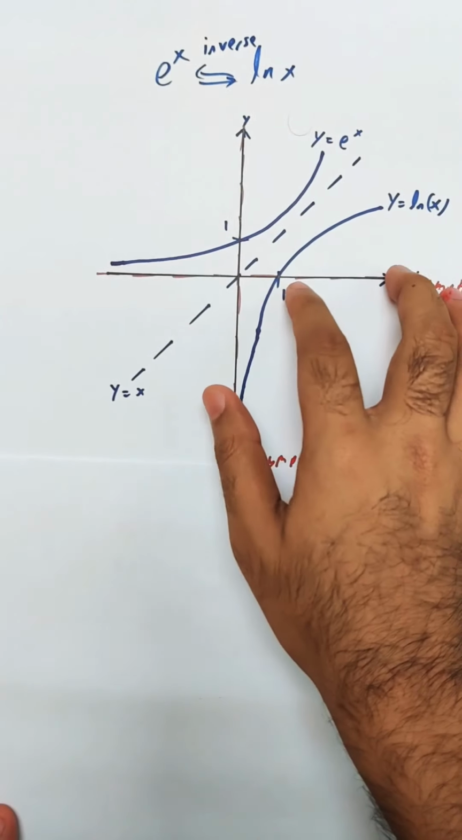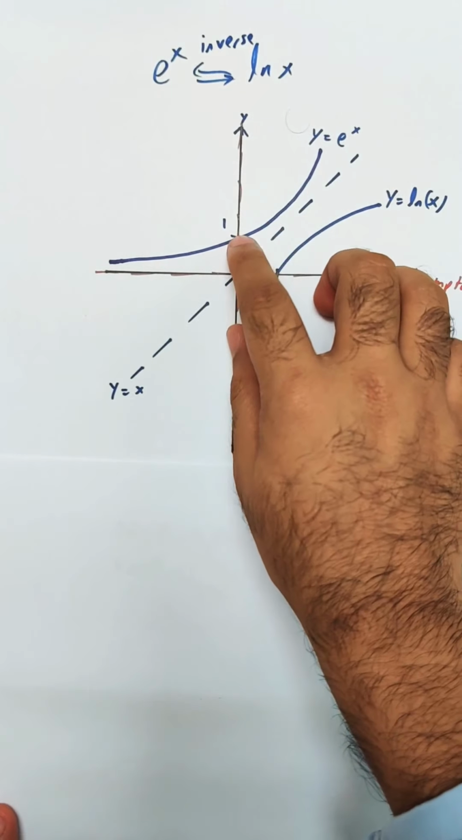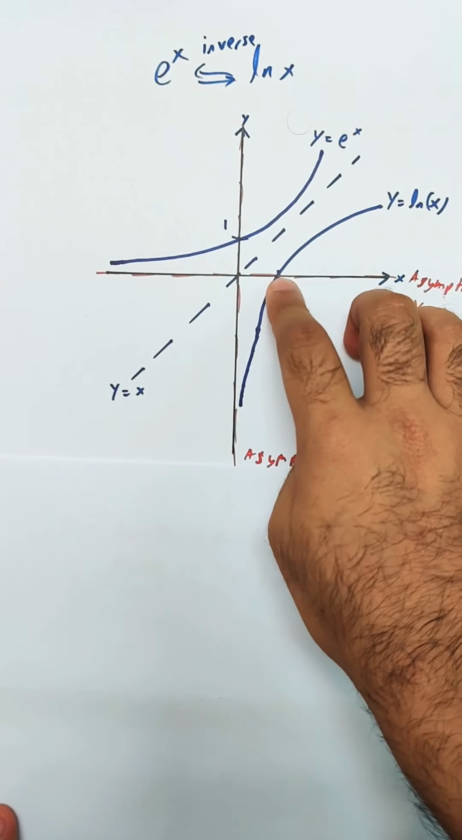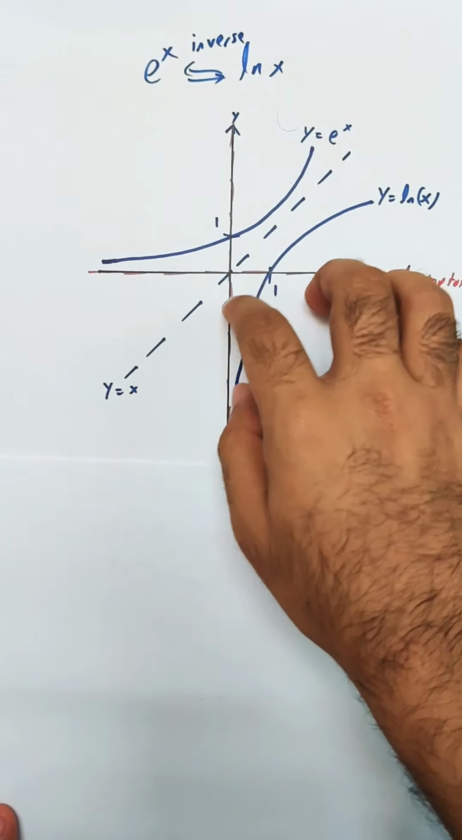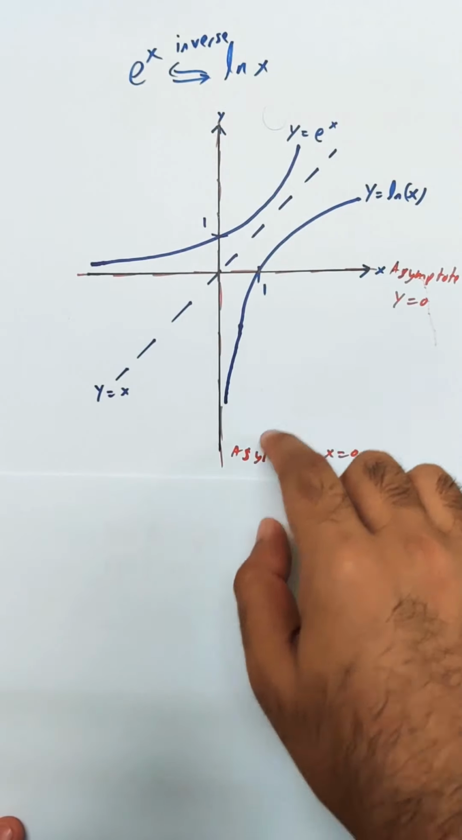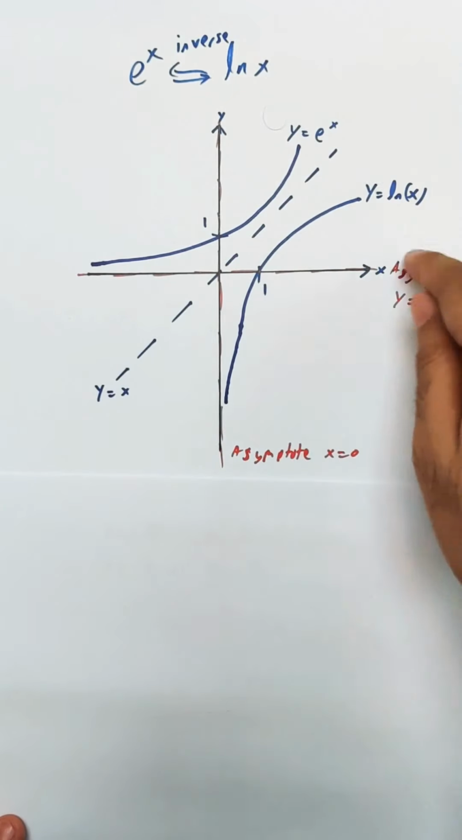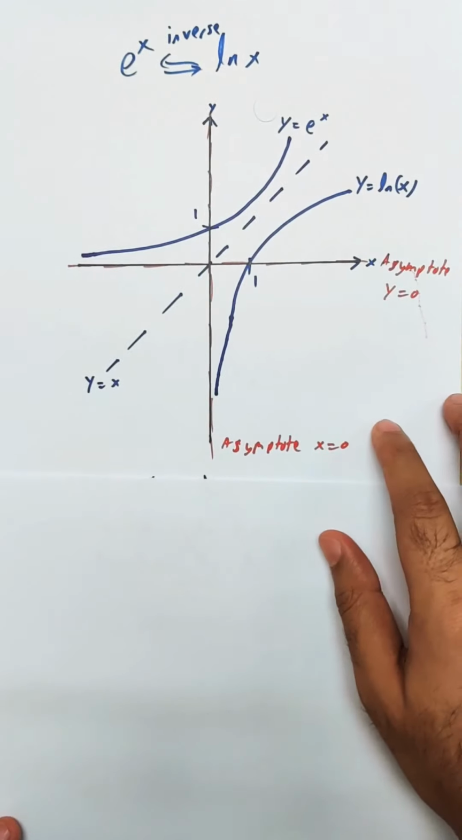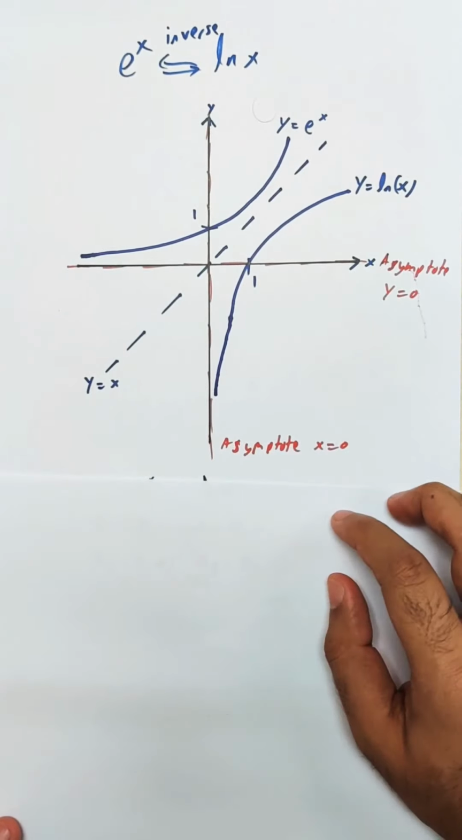And you can see a few more interesting facts. If the exponent intersects at 1 here, the ln intercepts over here at 1. So it changed x to y, y to x. You can see also that the exponent graph has asymptote y equals 0. The ln graph here has asymptote x equals 0. So they are mirror images of each other.